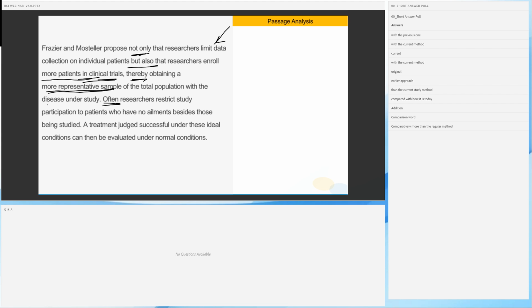Often, researchers restrict study participation to patients who have no ailments. What does this mean? What do you infer from this? Often researchers restrict study participation. If you had read only till this time, with the current method, yes, this is what's happening currently. Often is used for that as well, compared to how it's done today. Often researchers restrict study participation to patients who have just those ailments. Okay, then it's the second step. A treatment found successful under these conditions can then, again meaning a two-step process, be evaluated, which means the pros and cons of it under normal conditions.